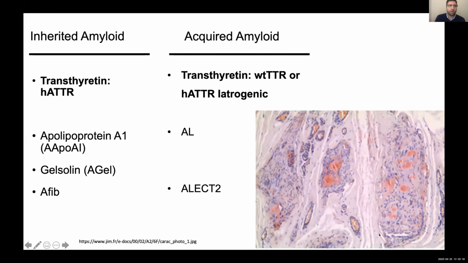So the one that we have inherited is the transthyretin, that's the most common, and we're gonna refer to that as HATTR. It also can be acquired with the wild type TTR, and you just heard about this from the cardiologist, or it could be iatrogenic, meaning that a patient received a liver transplant that has the mutation and then eventually goes on to develop the disorder. Another inherited one is the apolipoprotein A1, gelsolin, and the fibrinogen, and the acquired ALECT2 is also one of the ones we see in the US.